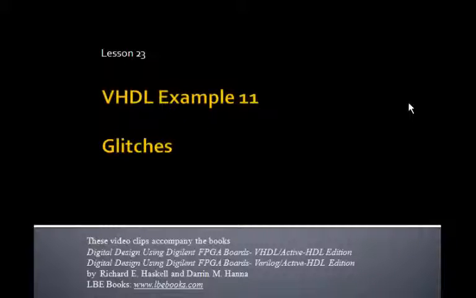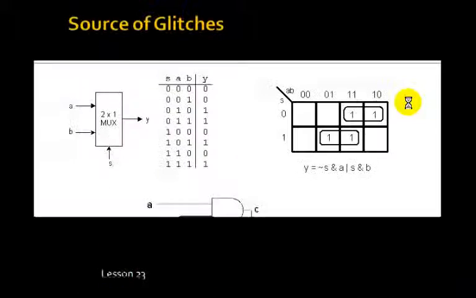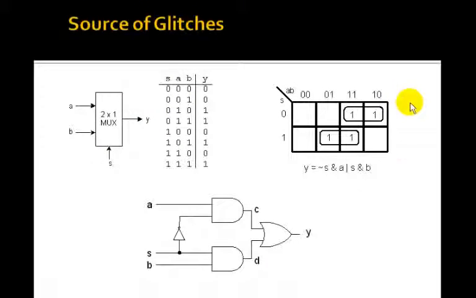This is lesson 23, which is VHDL example 11. And in this example, we're going to take a slight diversion and talk about glitches. Now here's our 2-to-1 mux we've been talking about. You remember the truth table, you remember the Karnaugh map, and this was the circuit that we had.